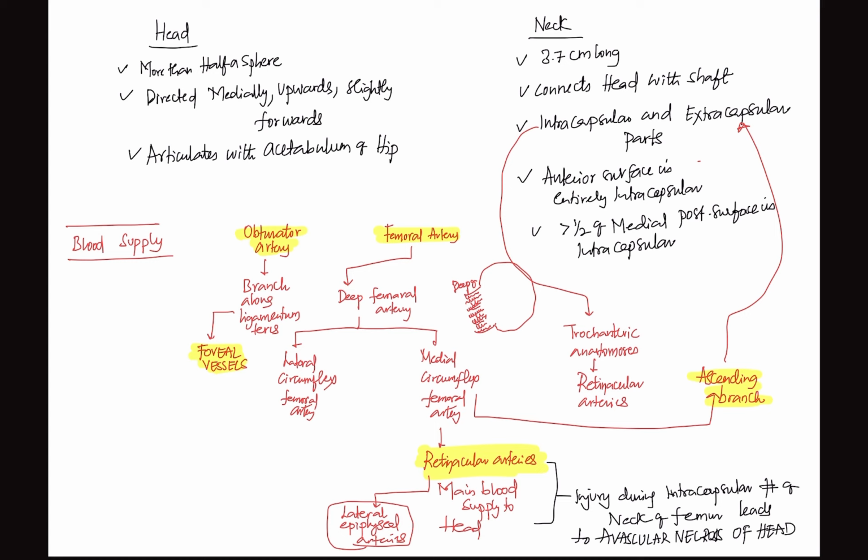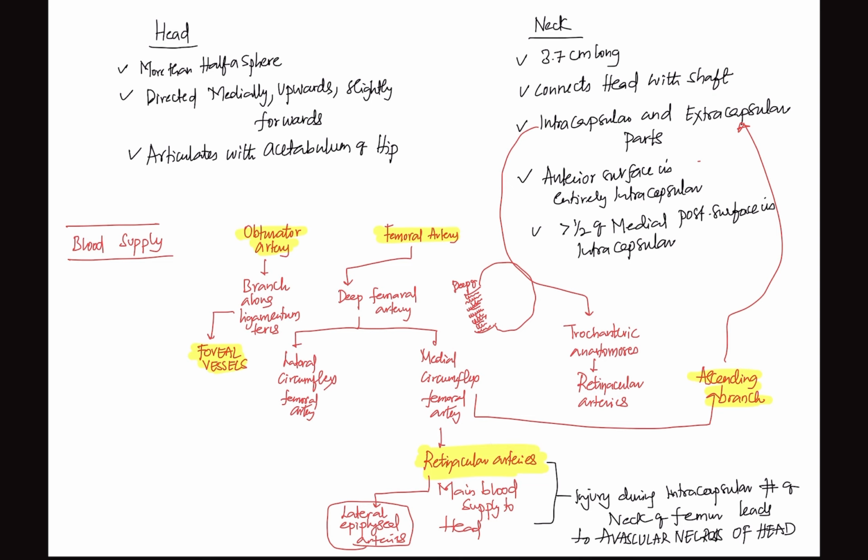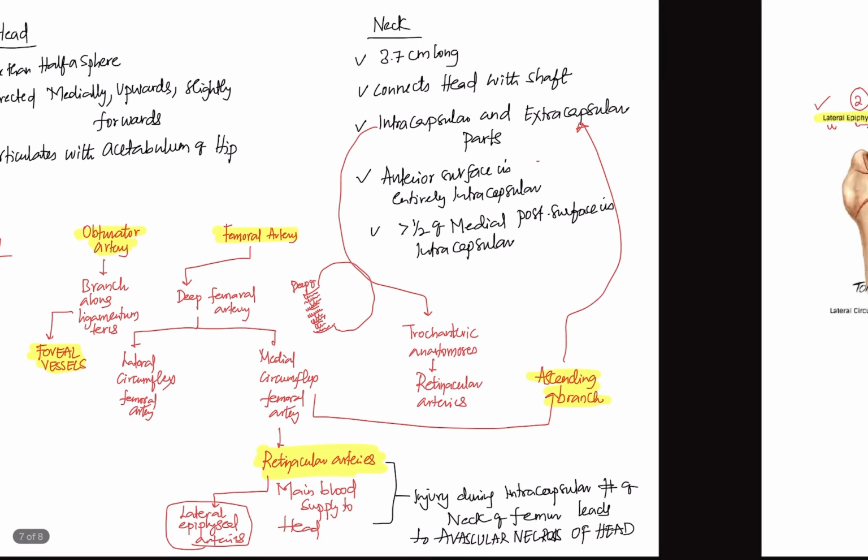The extracapsular part is supplied by an ascending branch, which is again coming from the medial circumflex femoral artery. So for the head and neck of the femur, the main supply is the medial circumflex femoral artery. The medial circumflex femoral artery gives an ascending branch which supplies the extracapsular part of the neck. This much is fine, right? Done. Now what is this trochanteric anastomosis?